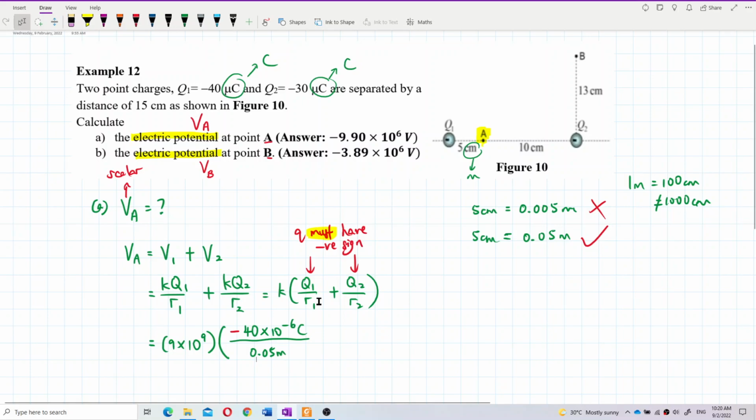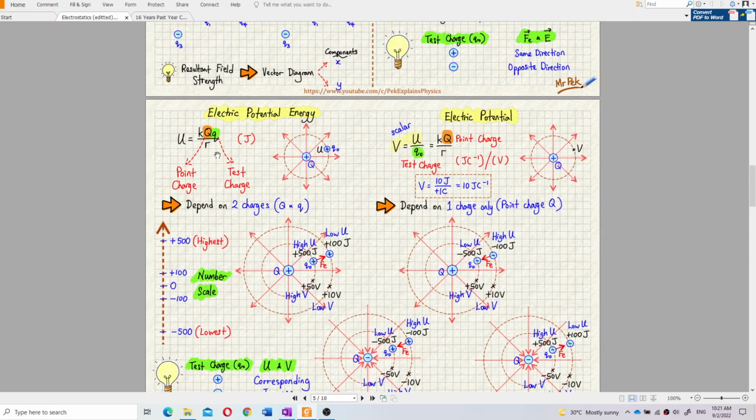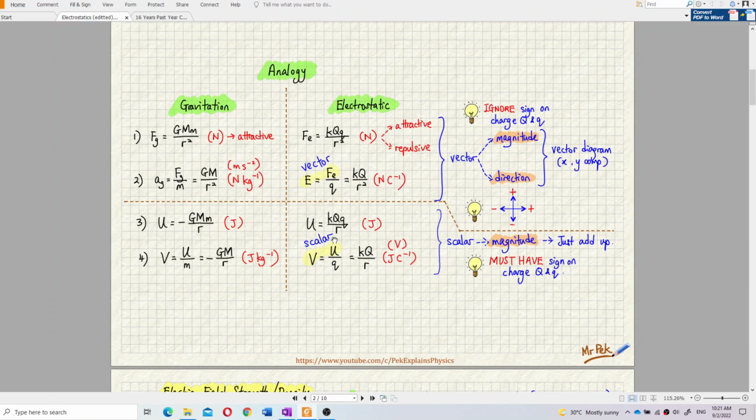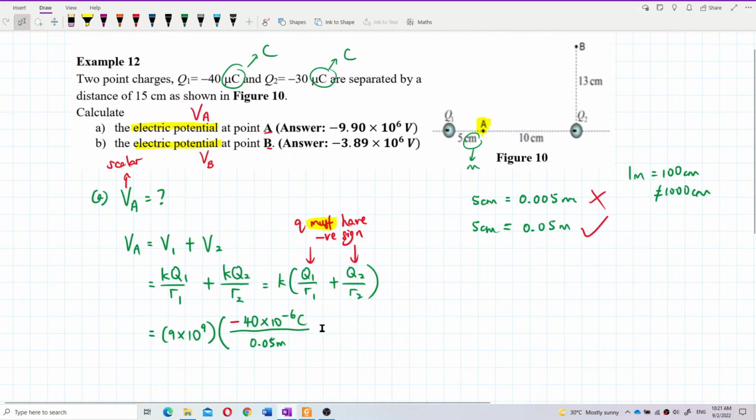If you talk about force and electric field, the R got square. But for scalar quantity like potential and potential energy, work done, the R has no square. It's just R only. Look at the formula carefully. Maybe go back to this one. You see that? For force and electric field got R square, but for potential and potential energy, the R doesn't have a square. Be careful. So just 0.05, no square.